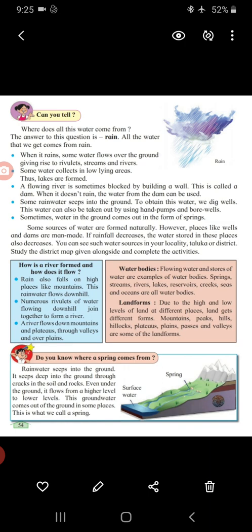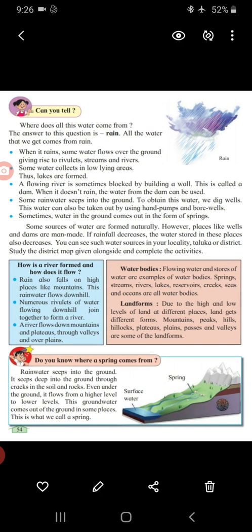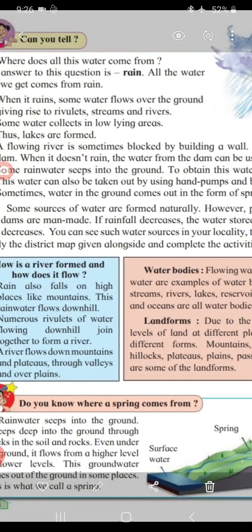So in the dams also the water level comes down. It becomes low. You can see such places in your locality. Now we will see this in our map. In this lesson also there is one map given about the water bodies. Okay. Next part, blue color box.